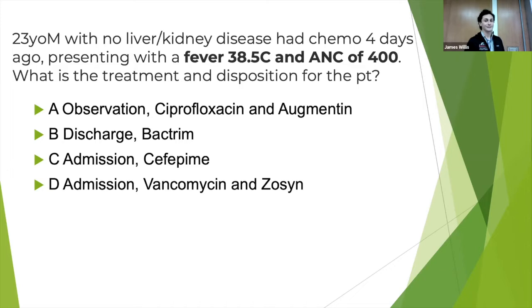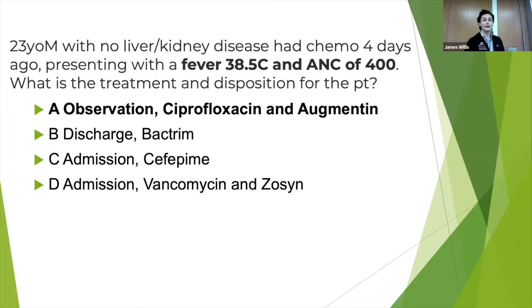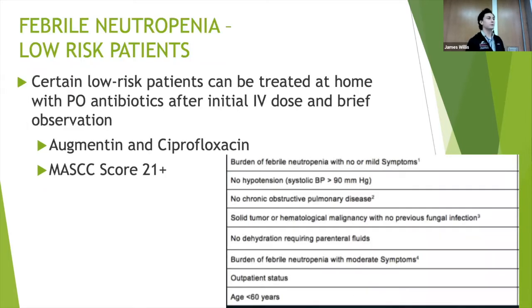So actually, it's A. And that's because there's kind of 2 different ways you can look at these things. You have low risk and you have high risk patients with febrile neutropenia. Certain low risk patients can actually be treated at home with PO antibiotics, either with or without an initial IV dose and brief observation period.